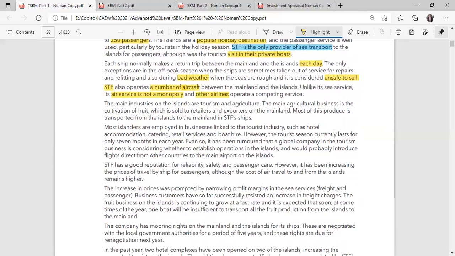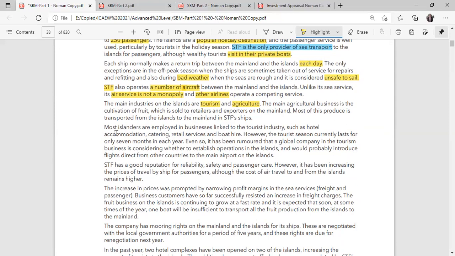Now, next, read the next paragraph. The main industries on the island are tourism and agriculture. This is something good. So if tourism is there, that's good. If agriculture is there, this is something more good because most of the time your agriculture is not seasonal. Tourism is seasonal, like when there will be holiday destinations, that is fine. But agriculture is on a regular basis most of the time.